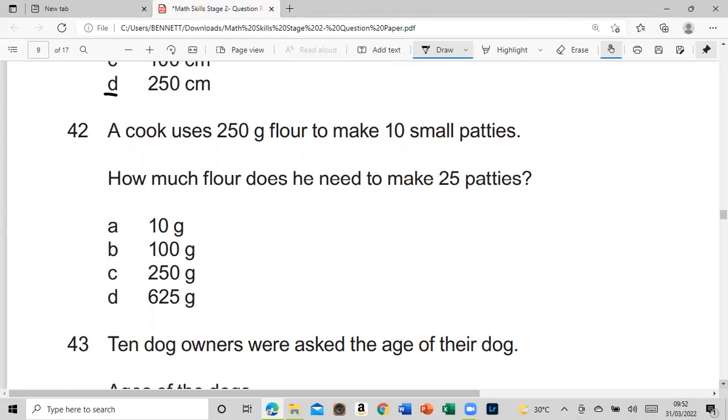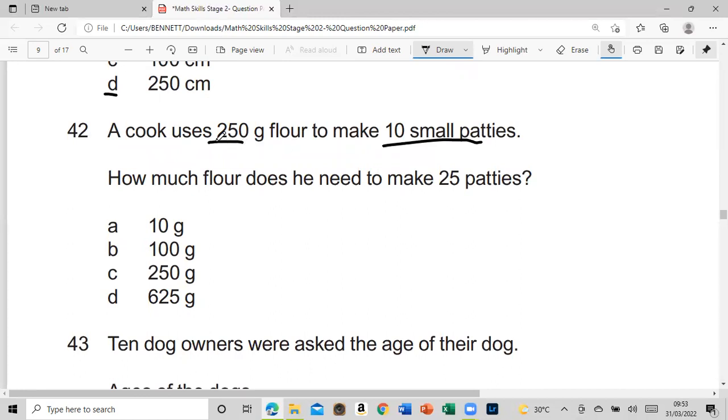Alright, so a cook uses 250 grams of flour to make 10 patties. How much flour does it need to make 25 patties? Alright, so let us look at it in perspective. 250 gives you 10, but you need to find out what 1 patty really takes, right?